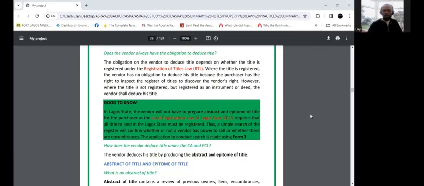All right, so it's only where you don't have the registration of titles law applying that deducing of title this way would be necessary. But that's what it means to deduce title, and that's how it's done.